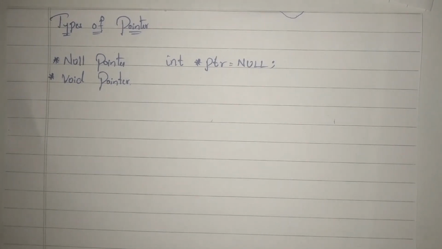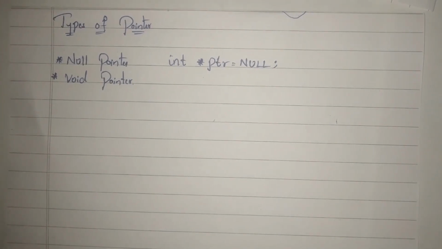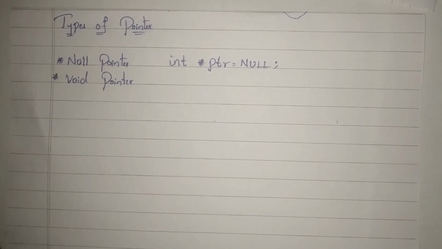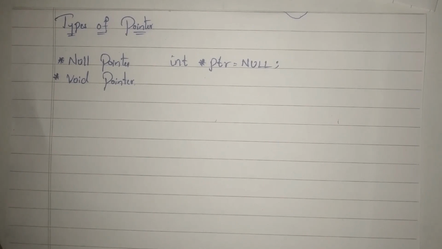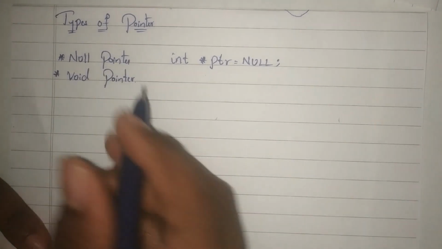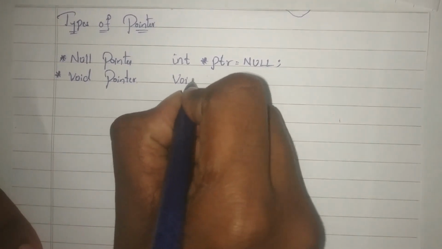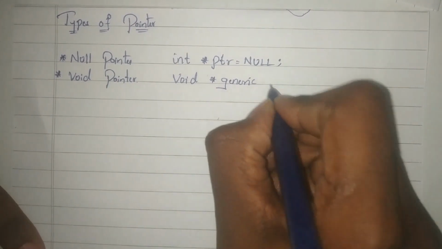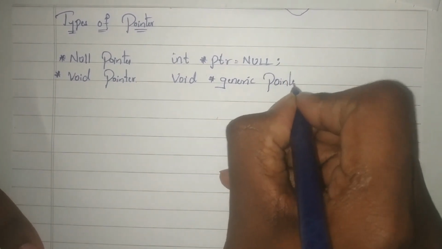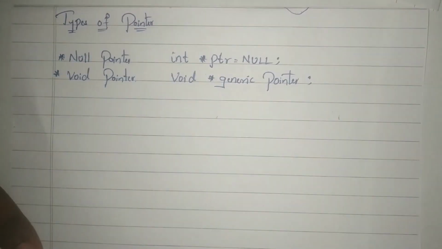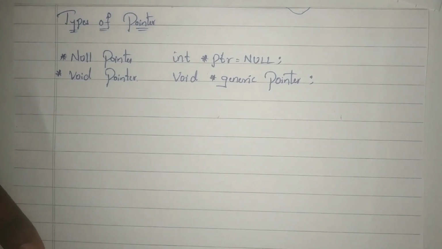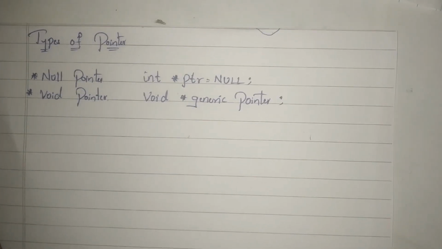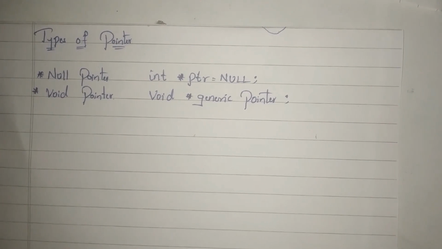Now let us see the void pointer. It is a special type of pointer that can point to any object of any data type. It means it can point to any data type, and the general syntax of it is void star generic pointer. This is the general syntax. By using it, we can point to any data type. These are the two most commonly used types of pointer.